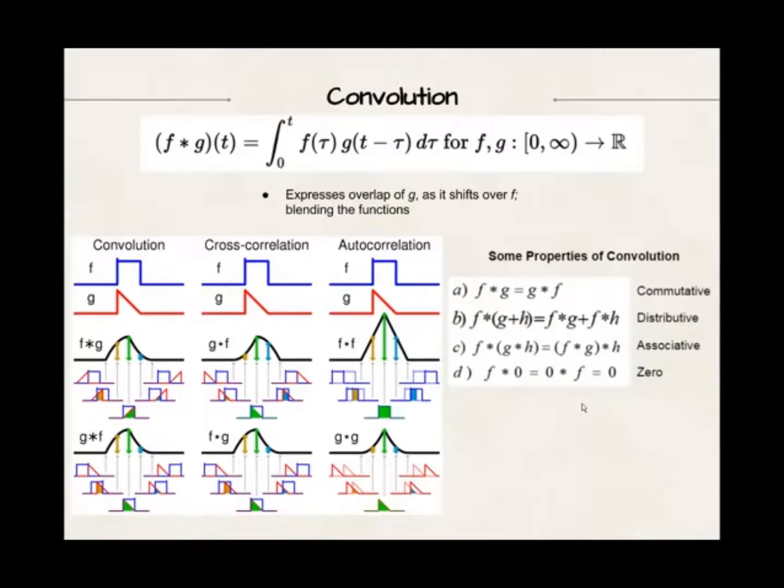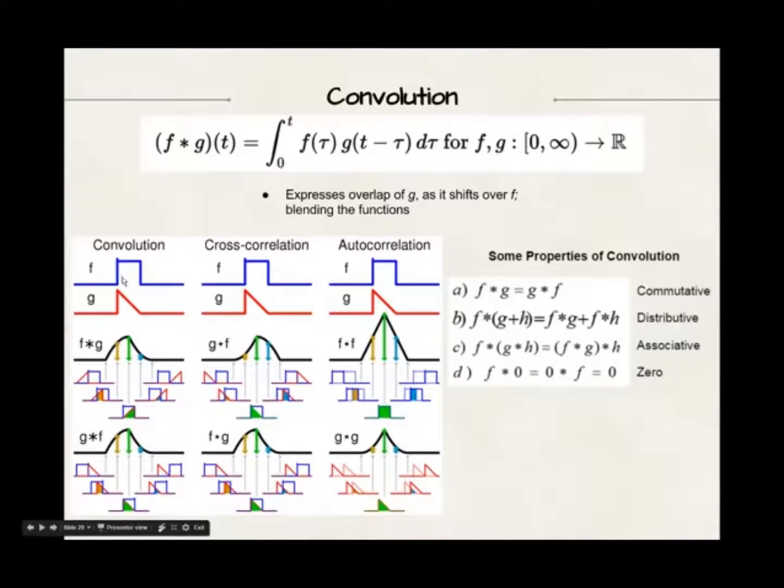Convolution. Convolution is when you place one function onto another, and it can be represented by the formula: f convolved with g of t is equal to the integration of f of tau times g of t minus tau d tau from 0 to t, for f and g defined from 0 to infinity. This expresses the overlap of g as it shifts over f, blending the functions.